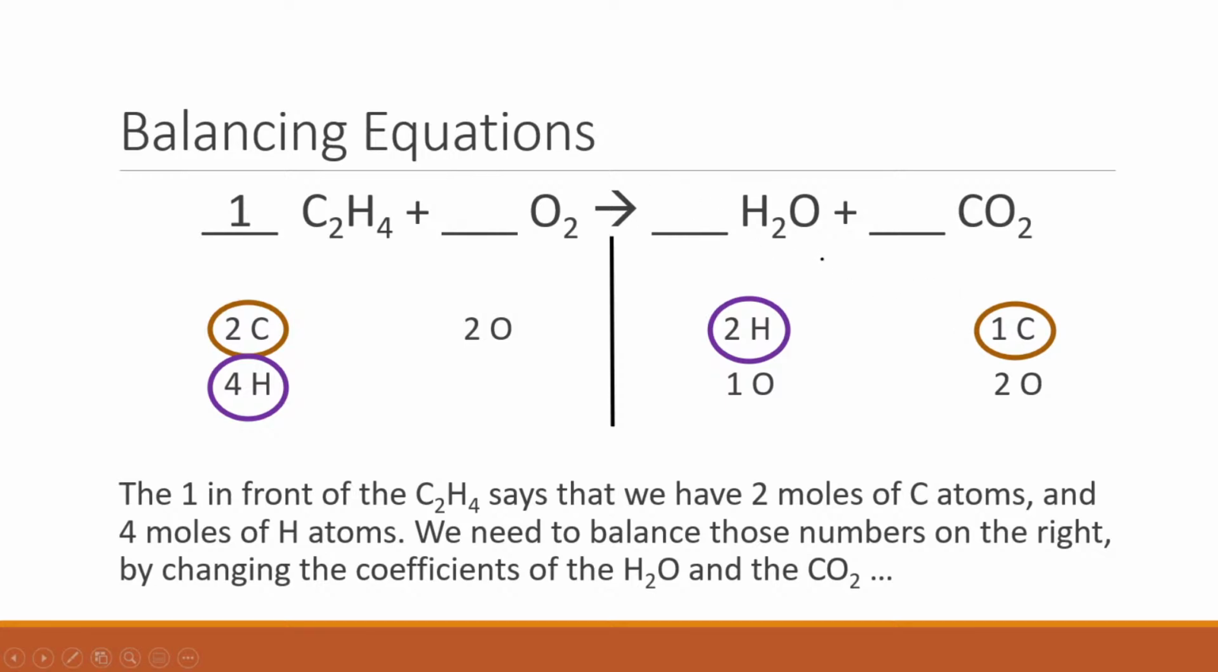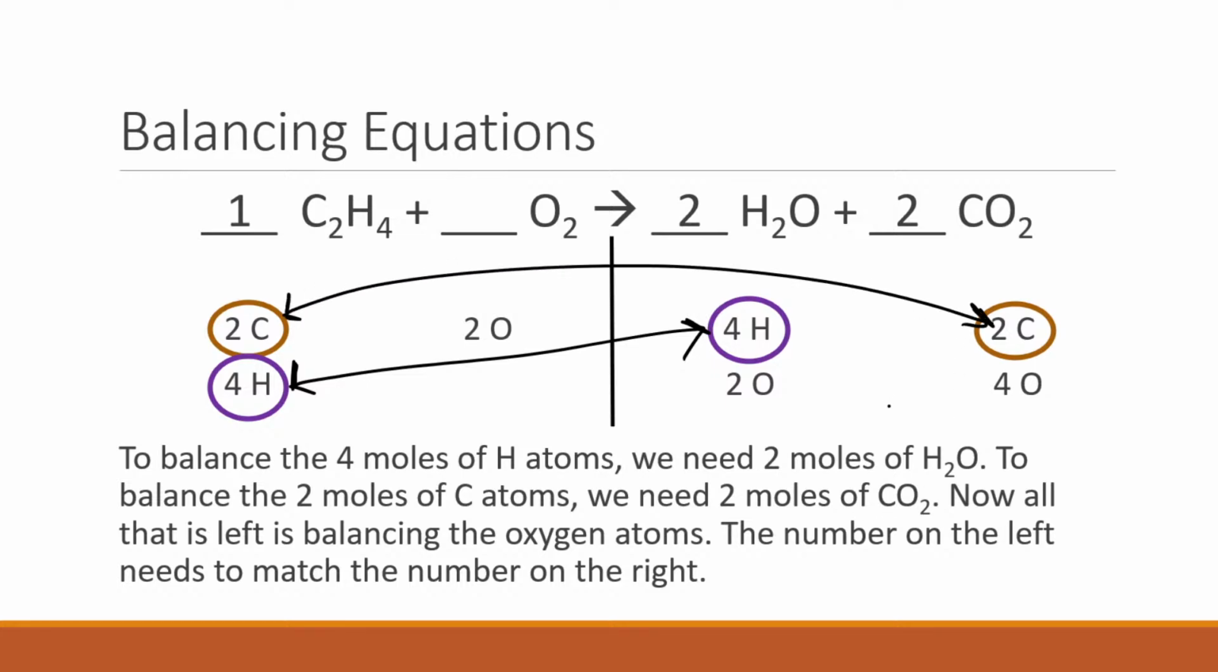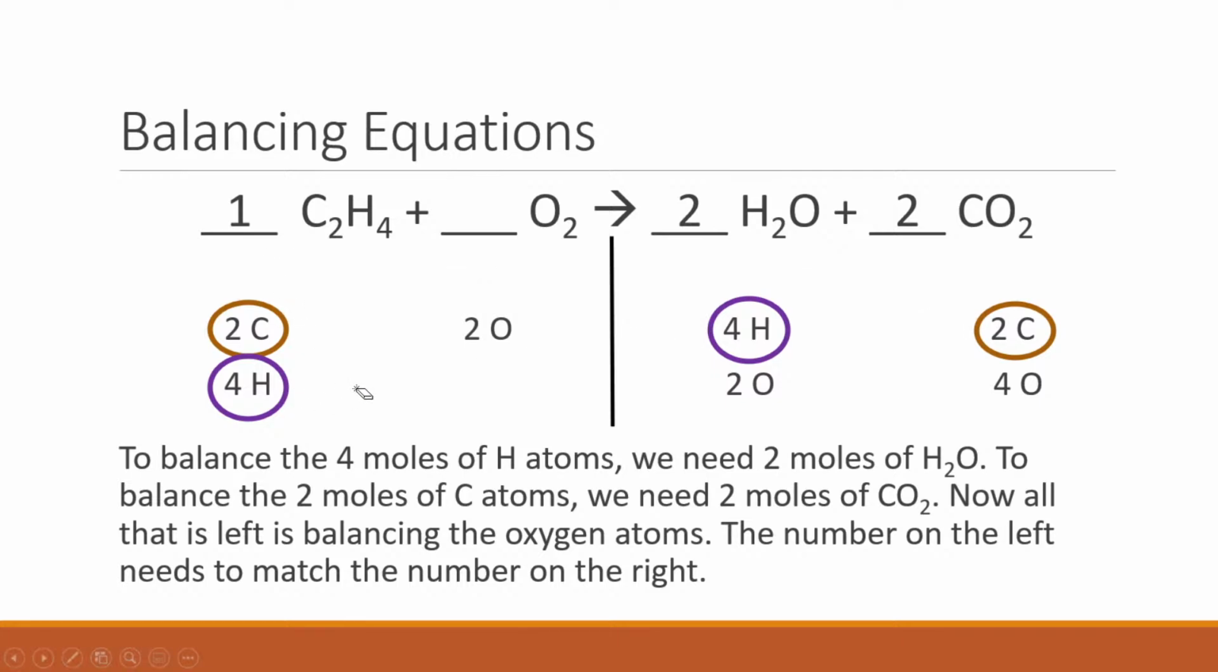A 2 in front of the water and a 2 in front of the carbon dioxide is going to adjust my numbers. 2 waters is 4 hydrogens and 2 oxygens. 2 carbon dioxides is 2 carbons and 4 oxygens. But now my hydrogens are balanced. My carbons are balanced. So all that's left now is to look at my oxygens. So let's highlight those.